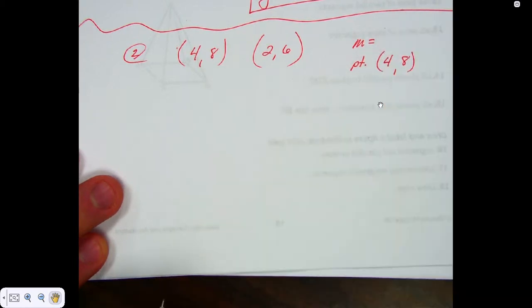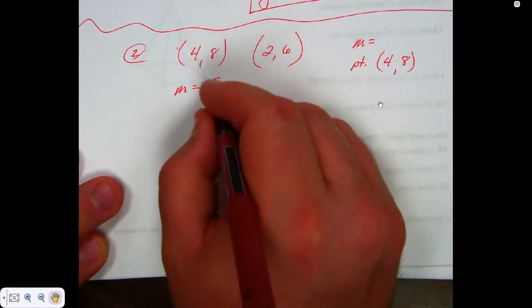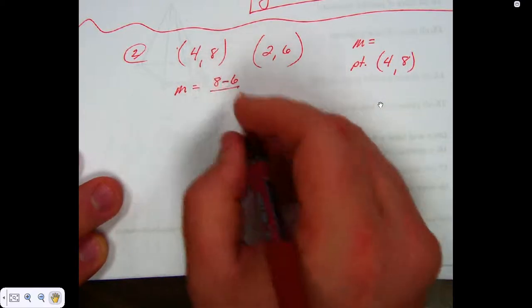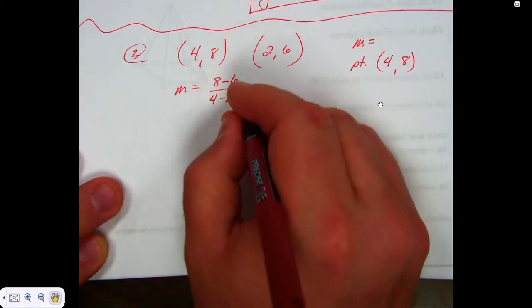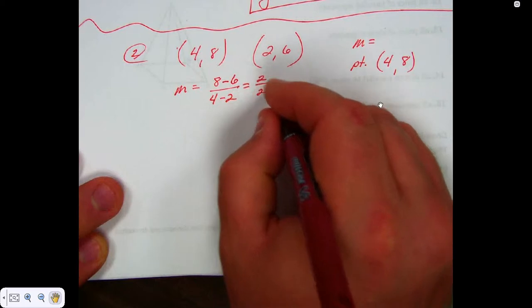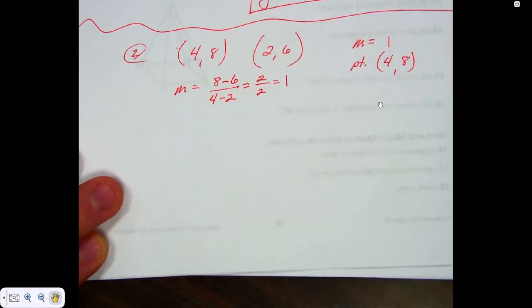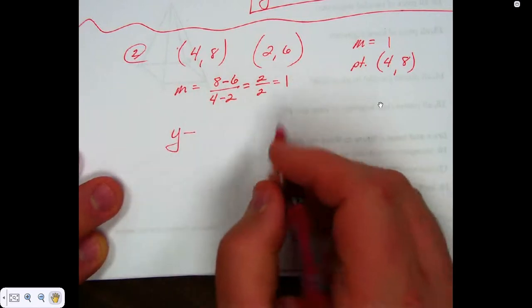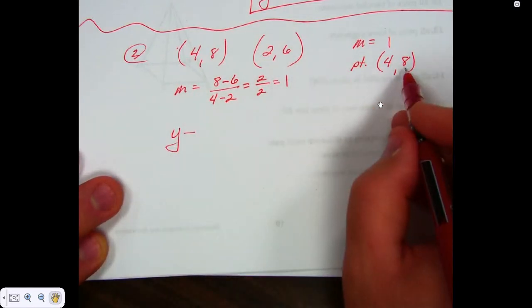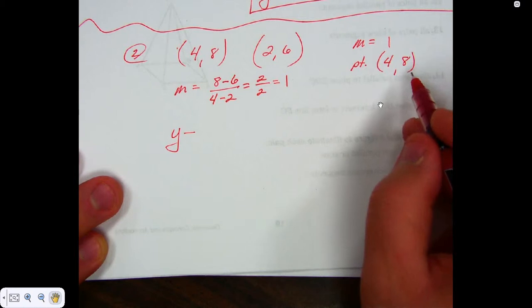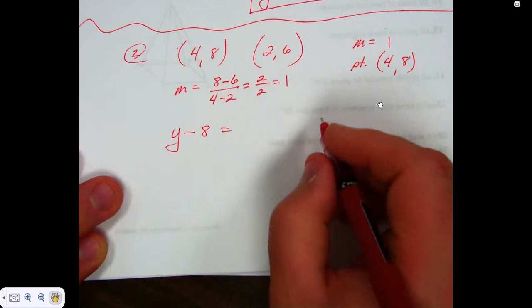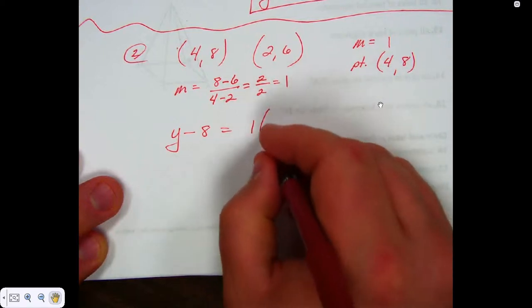But I need to find the slope. Subtract my y's: 8 minus 6. What are my x's? 4 minus 2. What do I get? 2 over 2, which is 1. So there's my slope. Now putting it in point slope form, what do we use as our point? 4 and 8, so y minus 8 equals, slope is 1, times x minus 4.